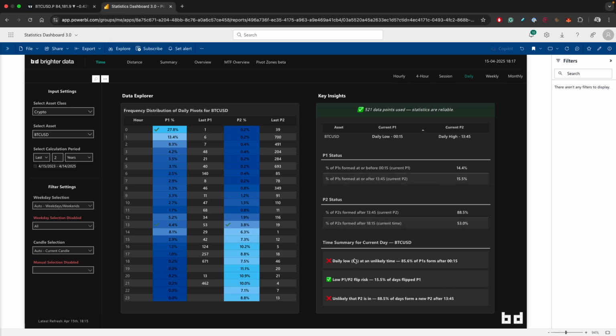So this will probably update pretty soon, in a couple of minutes, and then this will change, because we have a new P1, right? So I hope that's clear on what this metric is. If it's not, please let me know.